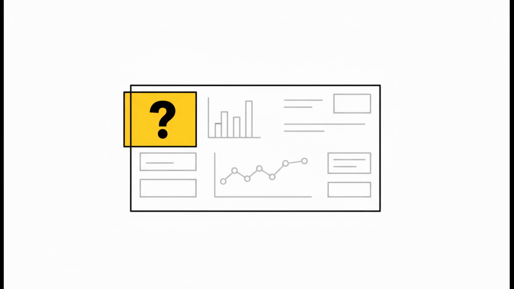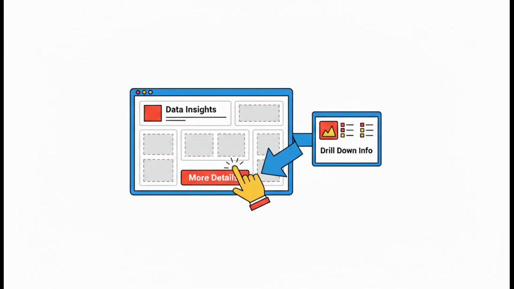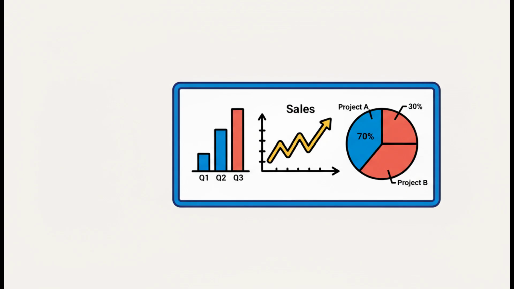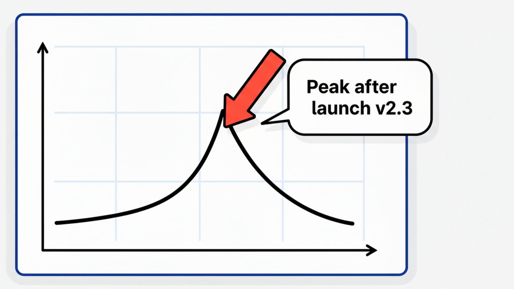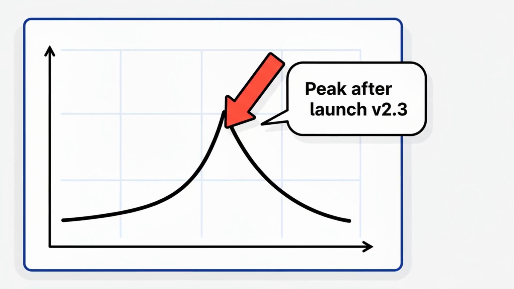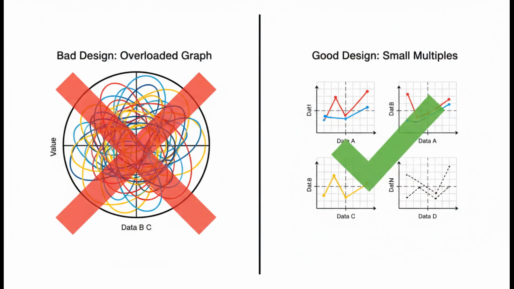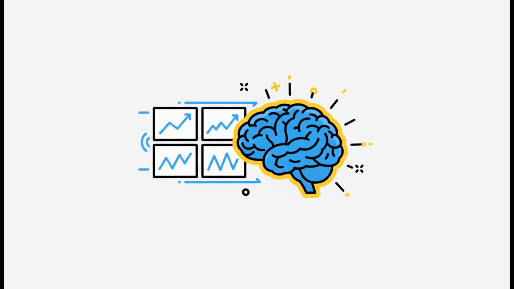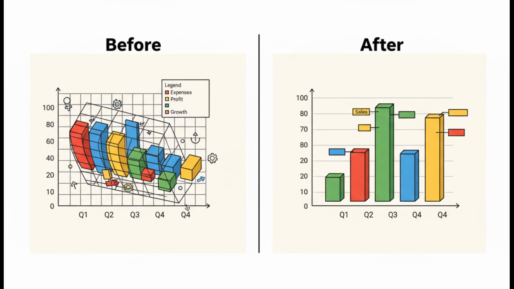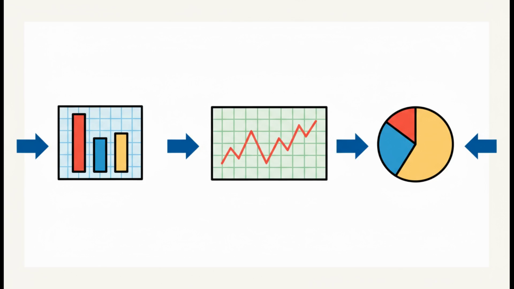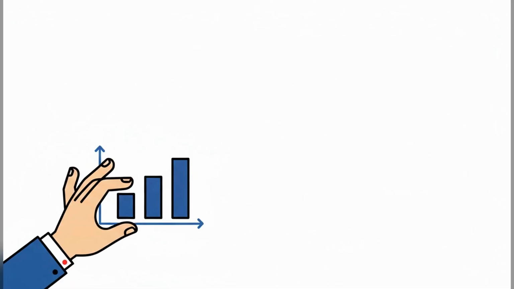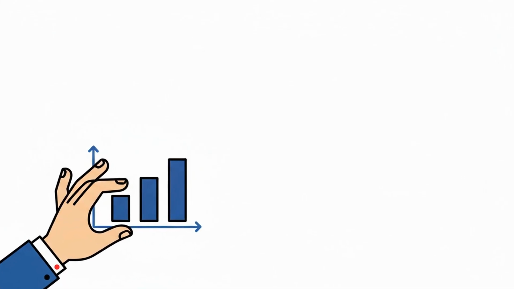Make the top left or first screen answer a single high-value question. Secondary questions live 1 click away. Group related metrics proximal to one another and annotate directly on the chart: peak after launch v2.3. Use small multiples instead of one overloaded graph. Familiar repetition reduces interpretation cost. Eliminate redundant legends, grid lines, and chart junk. Use whitespace generously. Whitespace is a design decision, not an absence of design.